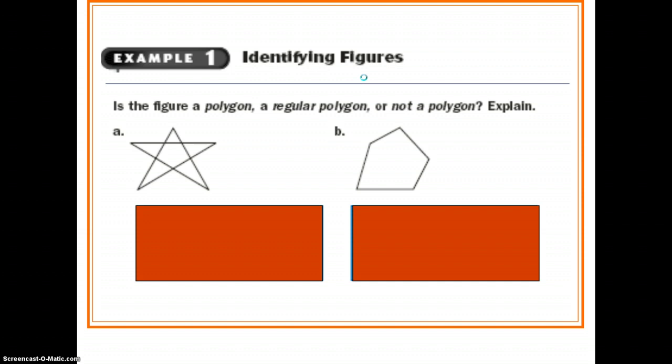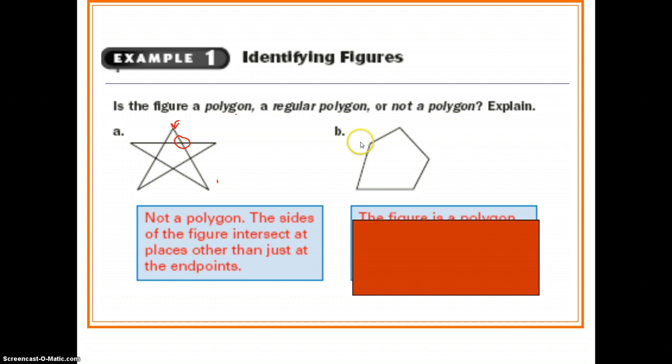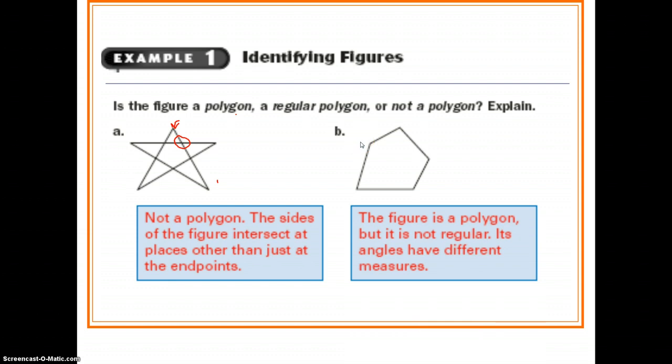Example 1. Is the figure a polygon, a regular polygon, or not a polygon at all? For A, because they're intersecting at other places besides the endpoints, like that's an endpoint right there, this is not a polygon. Part B, you can see that they intersect at only the endpoints and it's closed, but is it regular? So it's definitely a polygon, but is it regular? Well, it doesn't look like all the sides are the same measurement. So it is a polygon, but not regular. And it has different angle measurements.